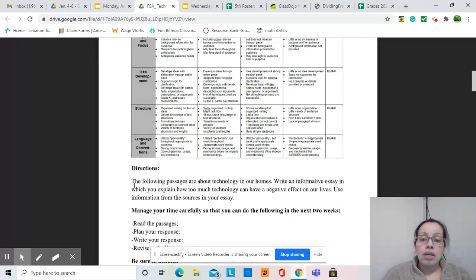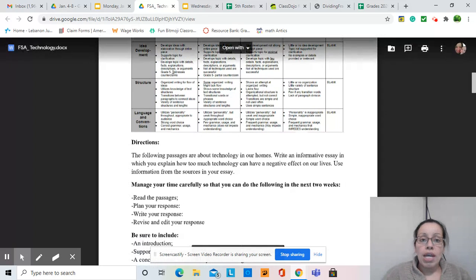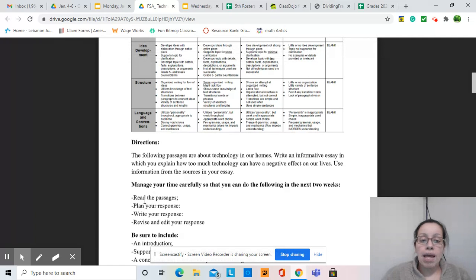Then you're going to read the directions, which just state that the following passages, which you will have attached there, are about technology in our lives. You will write an informative essay in which you explain how too much technology can have a negative effect on our lives. Use information from the sources in your essay. So, looking at that rubric, how can you manage to read the passages, plan your response, write your response, and revise and edit your response?